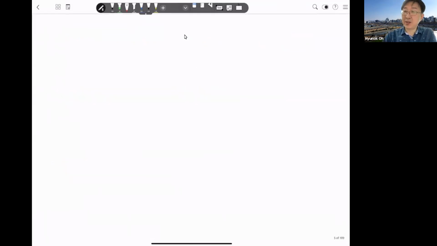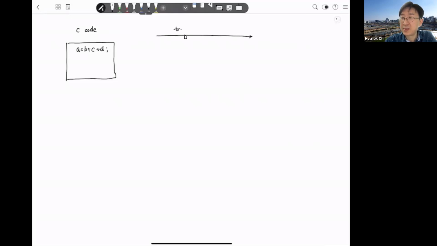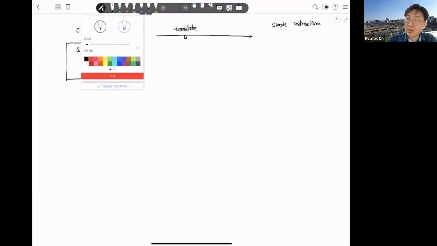Then let's look at the instruction. Before that, let's look at the C code, which is a high-level language. In C code, we write, for instance, A equals B plus C plus D. Then we have to translate it to machine code, a machine instruction, or MIPS instruction. But the machine instruction is very simple. If the instruction is very complicated, then analysis is more difficult. So the instruction format is very simple. Instead of many additions, it has only one addition.